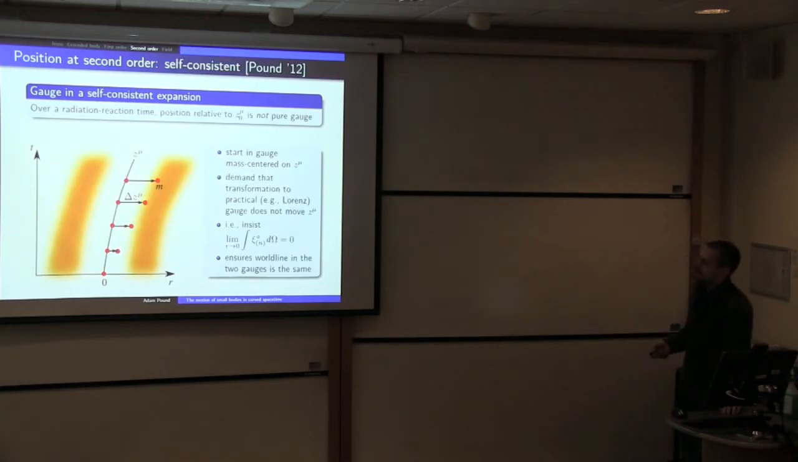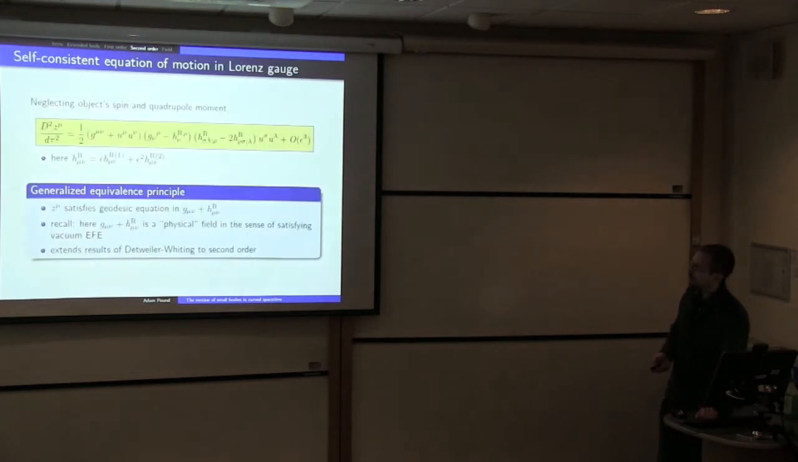In the self-consistent case, we can't use the exact same idea because on the radiation reaction scale, the position relative to the background geodesic is not pure gauge because it grows large over time. So in this case, we start in a gauge that's mass-centered on the accelerating world line rather than the 0th order world line. And then we demand that when we transform to a practical gauge, we don't move the world line. We want to keep on talking about the same world line because we want to make sure that that's the world line that the object is centered on. So I impose a condition to ensure that's true. And so when I perform my gauge transformation to the practical gauge from the mass-centered gauge, I'm setting delta z to be exactly 0, so I'm still ensuring that my object is centered on the world line that I'm getting an equation of motion for.